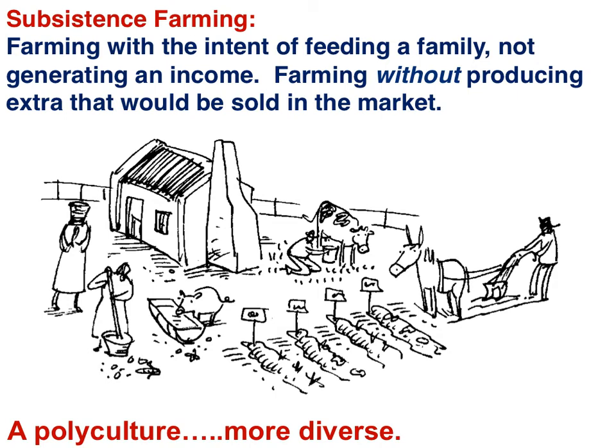Subsistence farming is farming with the intent of feeding a family, not generating an income. Subsistence farming is farming without producing extra that would be sold in the market. Subsistence farms generally have low inputs and low outputs. Subsistence farms are generally more diverse, often a polyculture, and subsistence farms employ many soil conservation measures that tend to reduce soil degradation. Subsistence farms are more sustainable than industrial farms.